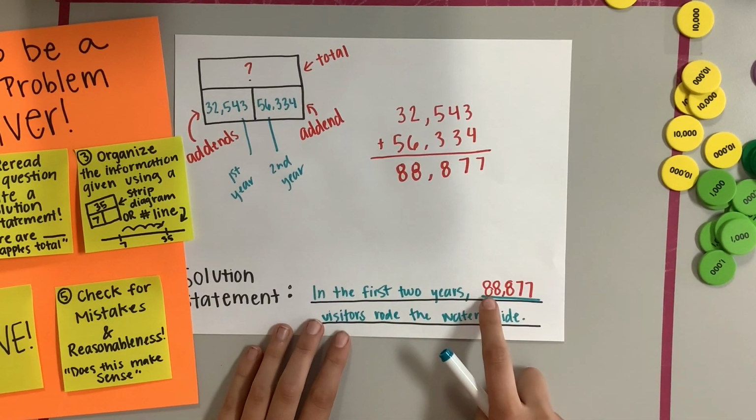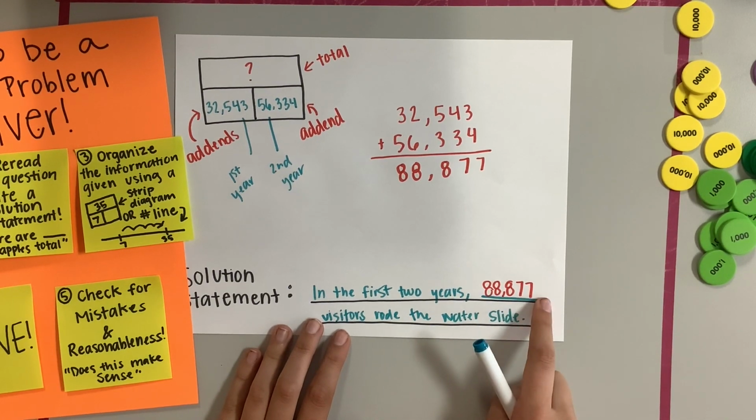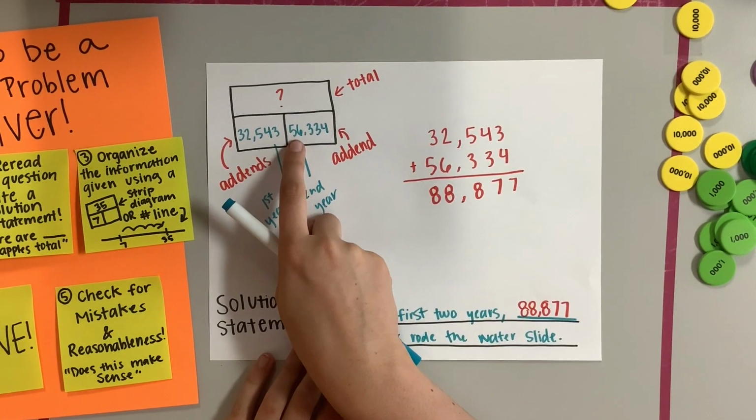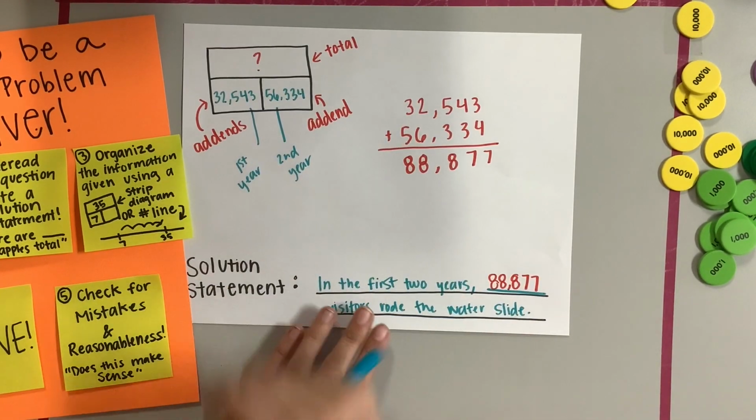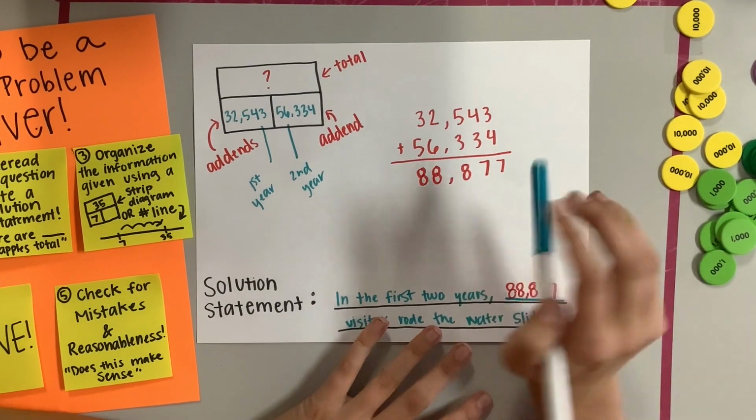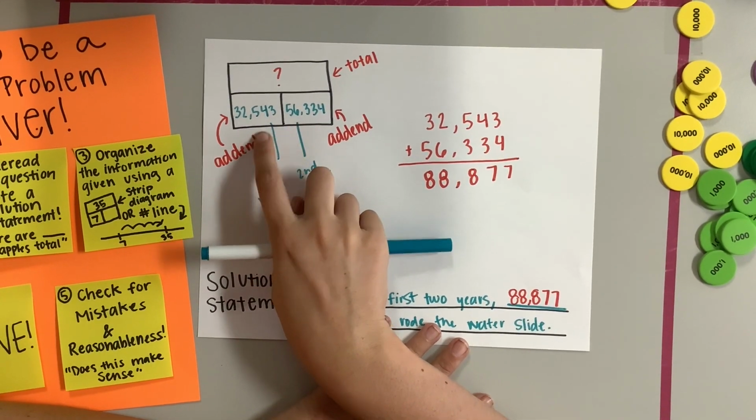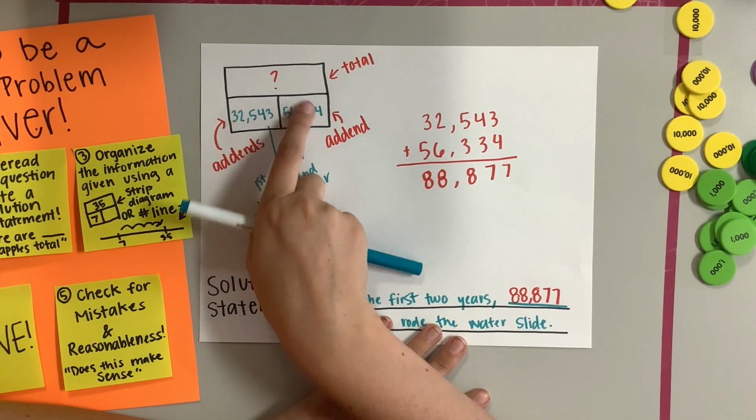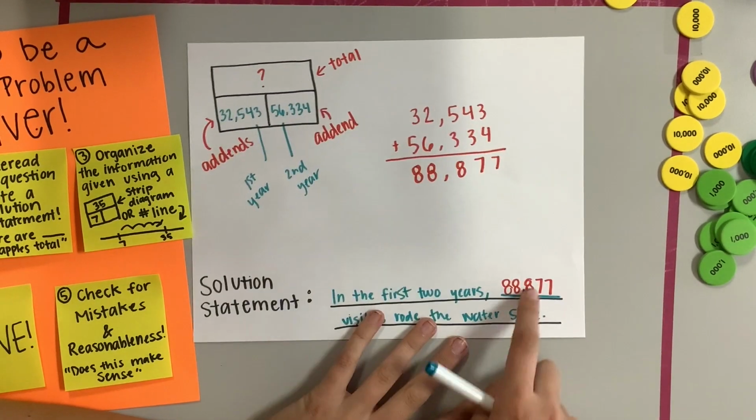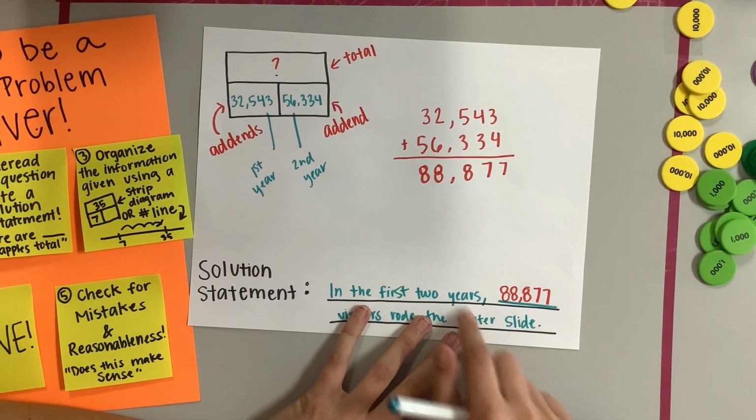So my answer was 88,877. Looking at here, I see it's bigger than both of these numbers, which is good because we're combining them, so our answer should be bigger. I'm also noticing, like, if I were to have rounded these numbers, like 50,000 plus 30,000, that does equal 80,000 and then some. So I think this answer makes sense.